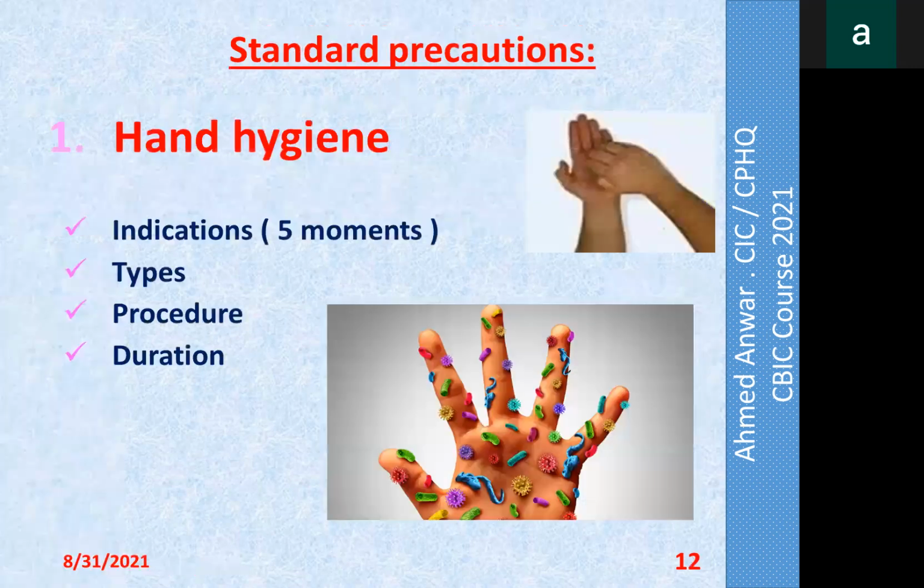Now we will start with the standard precautions one by one. First of all is hand hygiene, the cornerstone of infection control practice. Implementing hand hygiene in regular routine ways prevents about 50% of infections.